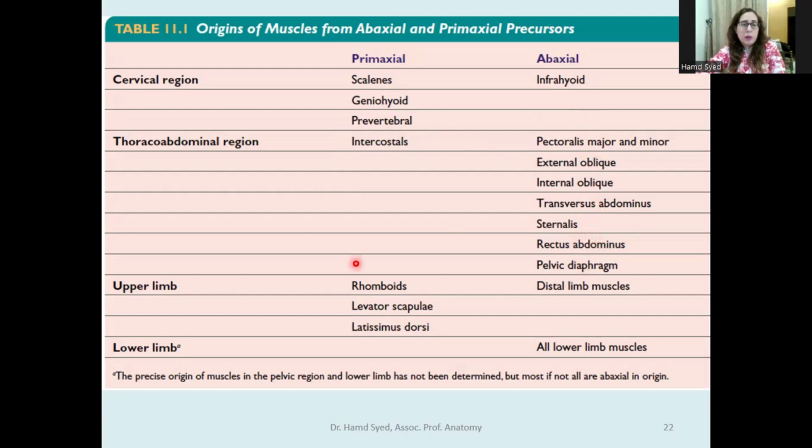If we look at the muscles of the upper limb, the upper muscles, that is rhomboids, levator scapulae, and latissimus dorsi, are derived from the primaxial group, but the distal limb muscles are derived from the abaxial group. When we come to the lower limb, almost all of the lower limb muscles are derived from the abaxial group, right?